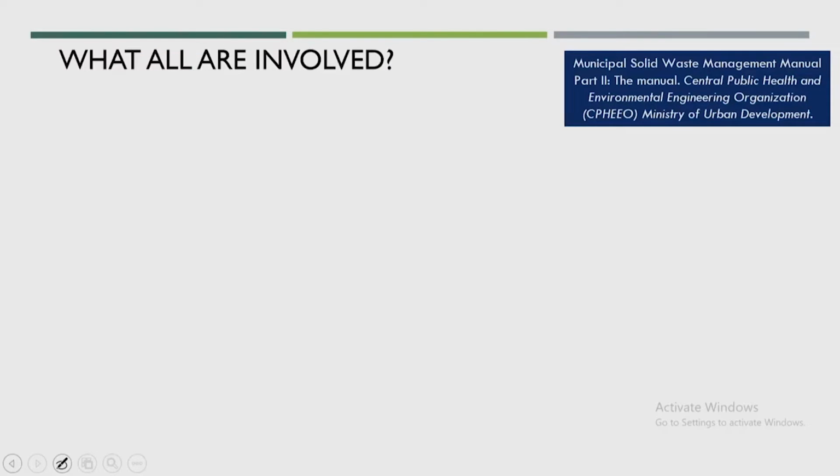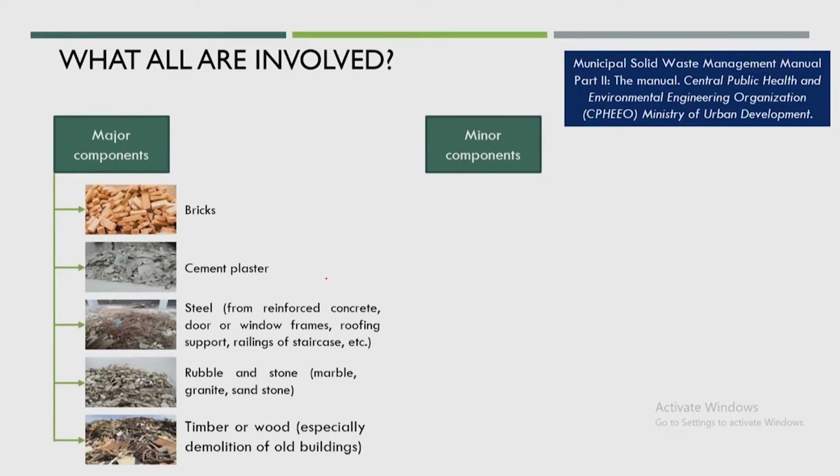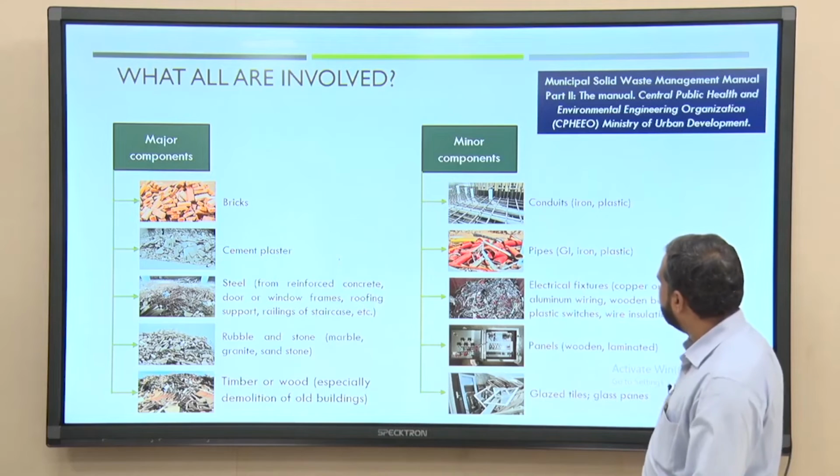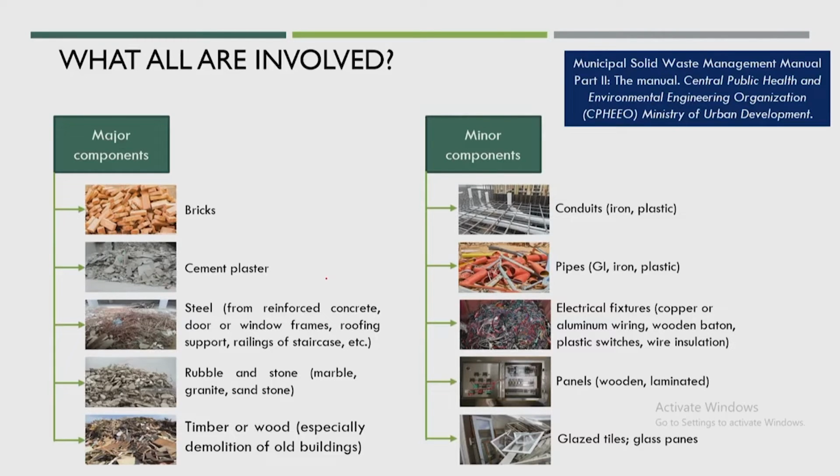So, what all is involved here? The first is the major components and minor components. Major components are brick, cement plaster, steel, or maybe stone, granite, and wood or timber. These are the major components in the C&D waste, and a few minor components like conduits, iron could be possible, the pipes, electrical materials, the panels or even glass panels could be possible, but I think these are the minor components, and these are the major ones.